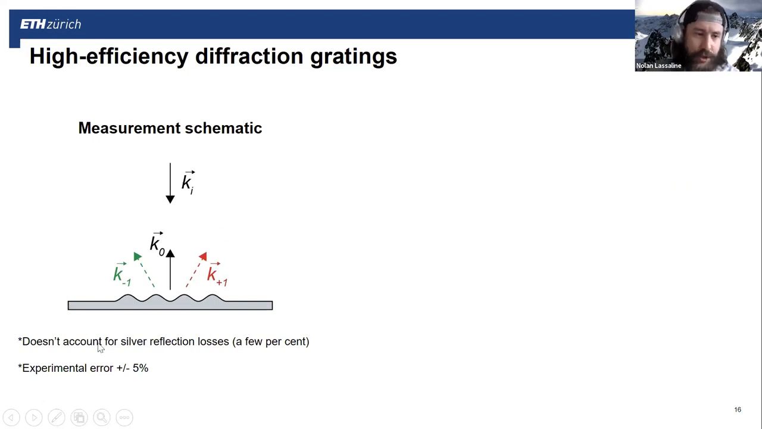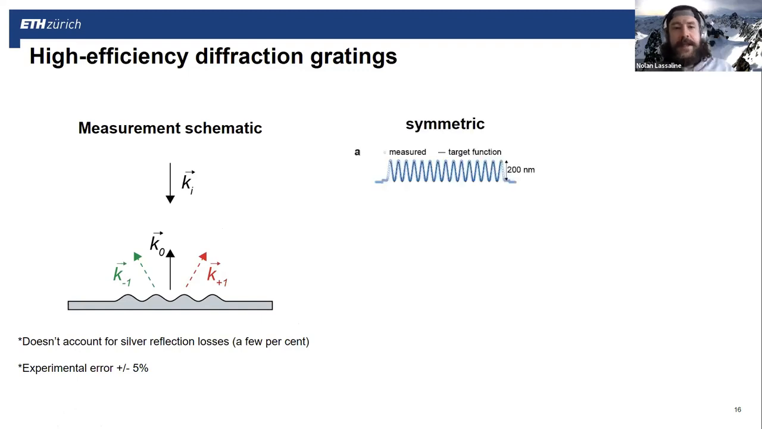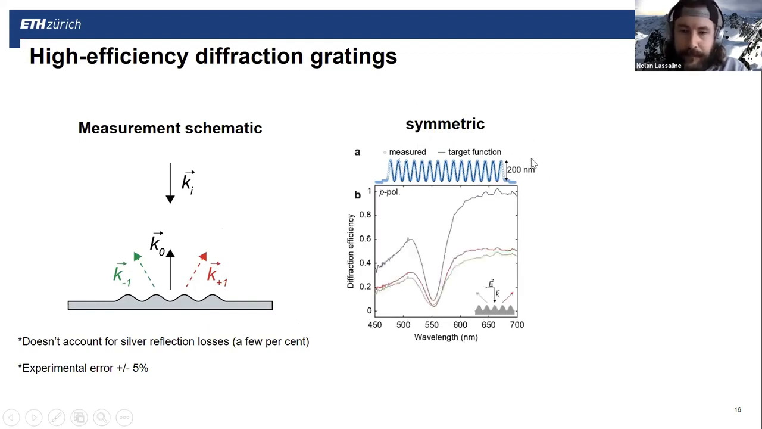Of course, two small disclaimers: because we take a reference also on the silver surface, it doesn't account for silver reflection losses, which aren't high, it's just a few percent. But of course, this is important if we really want to quantify these things. And as always, there's some fluctuation in the values that we measure. So if we take a sinusoidal grating, like we have here on the left, and we make this actual grating, what we see is that these surfaces actually exhibit very high diffraction efficiency.